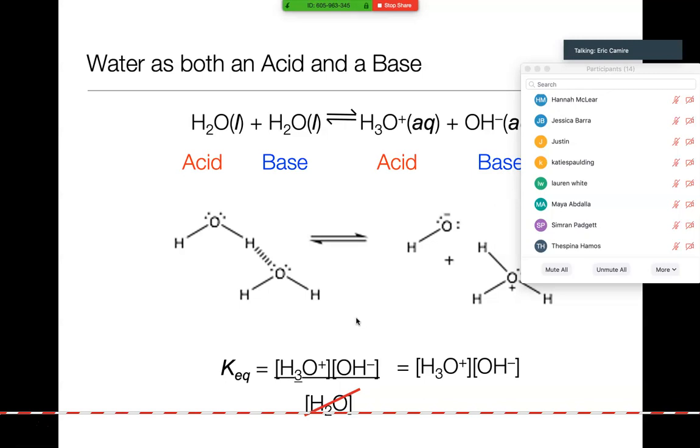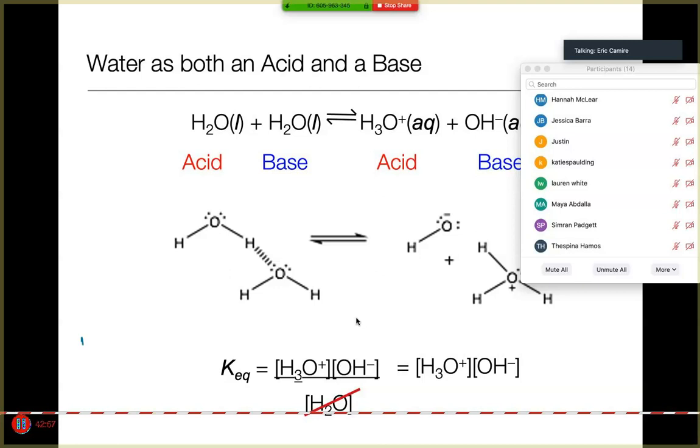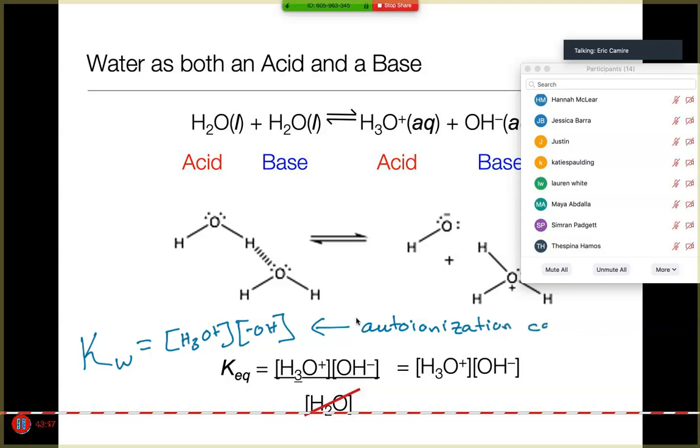We know what KEQ equals. Let me just say the last thing I want to say is that instead of calling it KEQ, we're going to give it a new name called KW, because it's important enough and it will pop up enough that we're giving it its own name. So KW, sometimes what this is called is the autoionization constant of water.